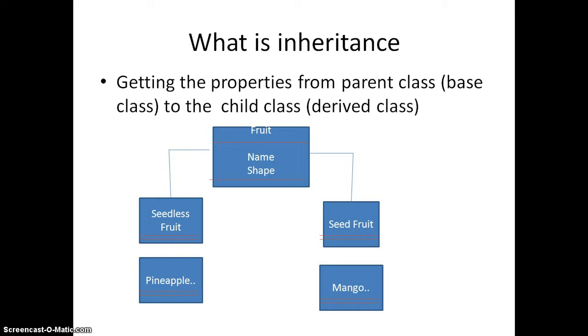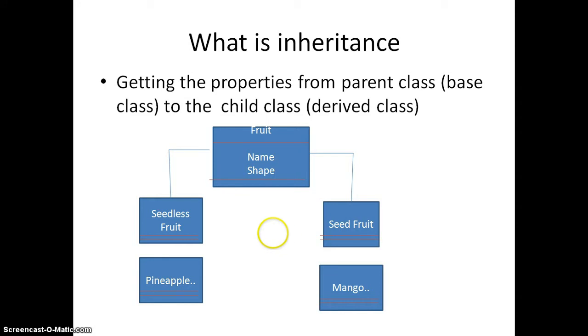In a real-time example, we can say a child will inherit some of the properties from the parents, like a child may look like her father or her mother. So the child inherits some of the physical characteristics from the parents.